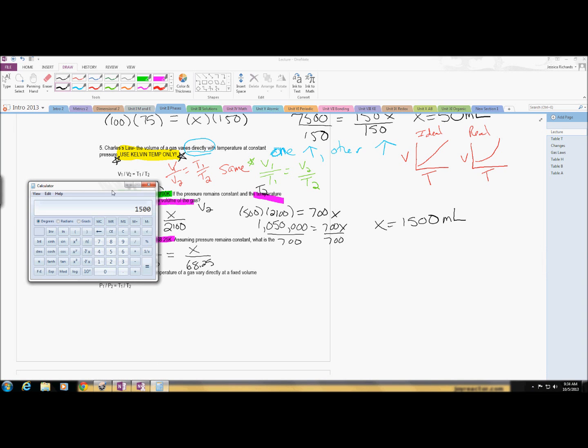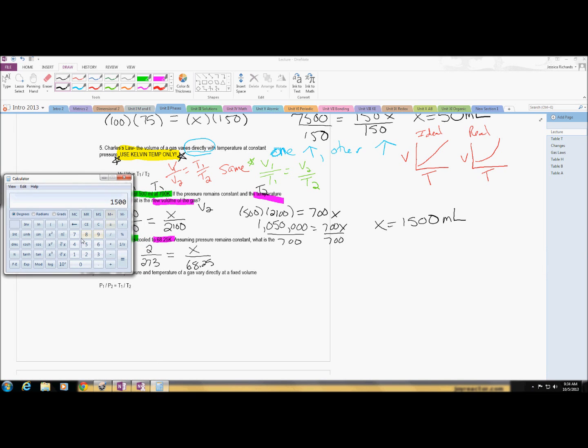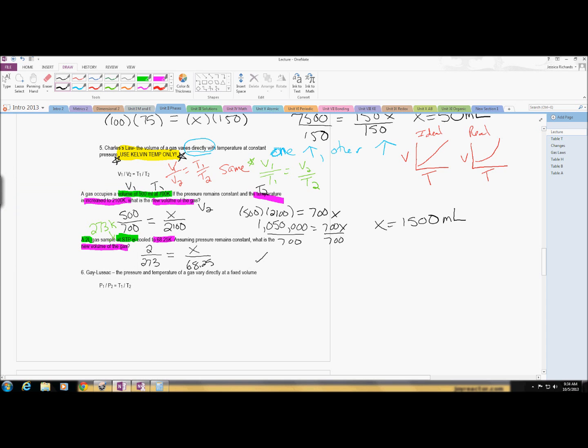Pull up the calculator. 68.25 times 2 equals, divide that by 273, and I get an ending volume of 0.5. And the units that they started with for their volume this time were in liters, so this must be 0.5 liters. Last thing you should do is ask yourself, does this make sense?